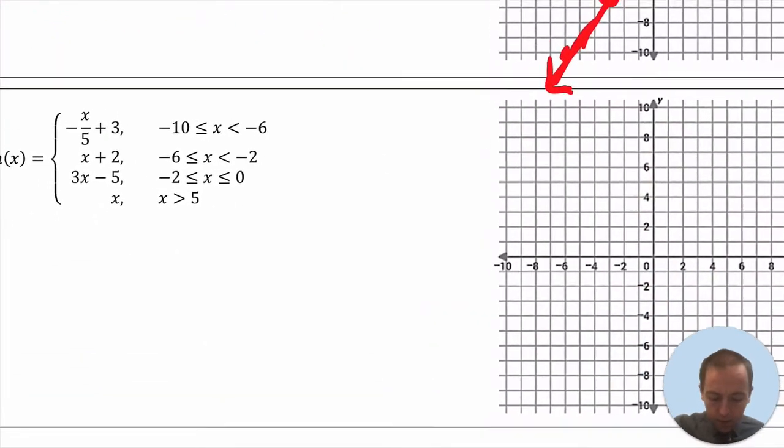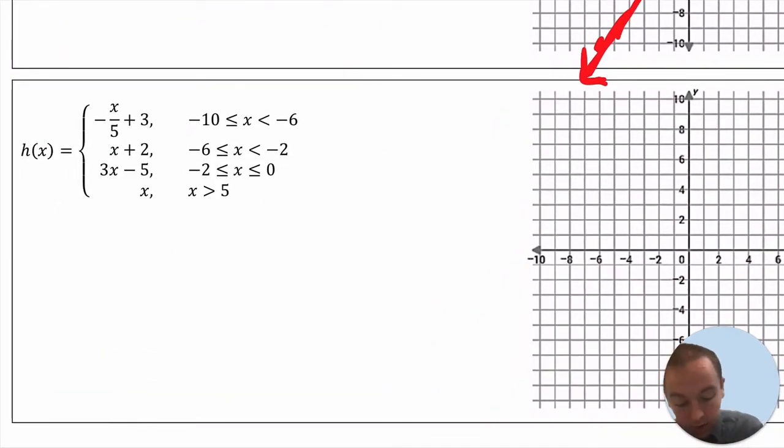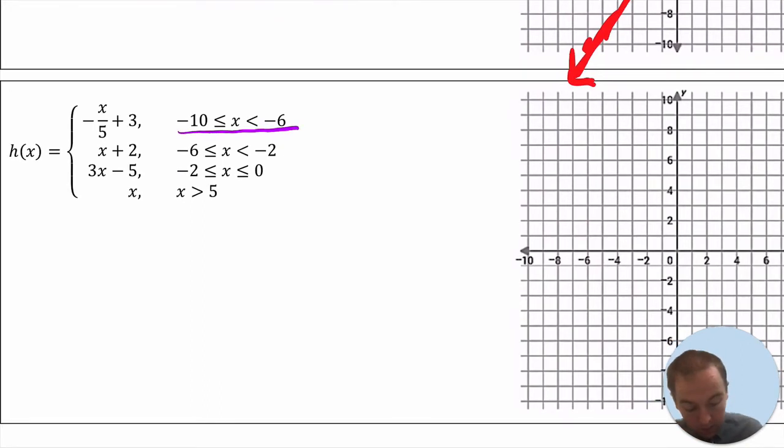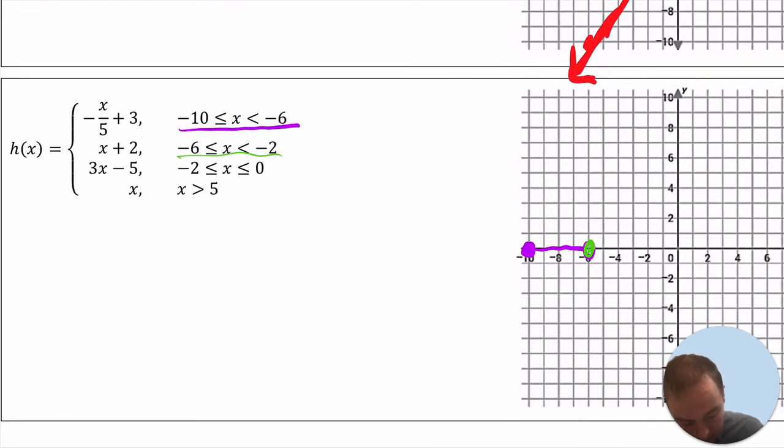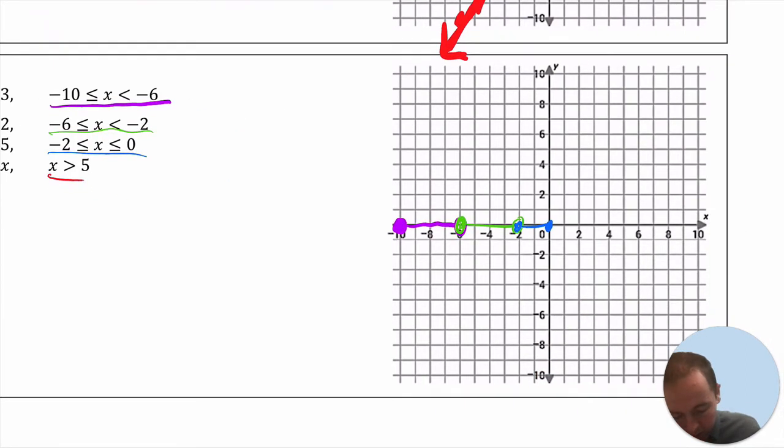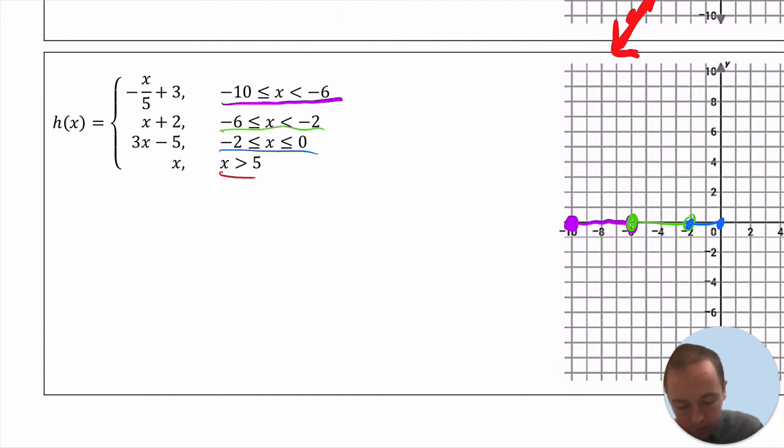And then just for another example, this is the function h of x. So we'll see that for the first domain restriction, we've got between -10, including that, but excluding the -6. And then we also have a domain restriction between -6 and -2. So between there, and then we're also going to have between -2 and 0. And then finally, when x is greater than 5. So a little bit of a gap there, but that's okay. It'll still be a function because each input will go to exactly one output.